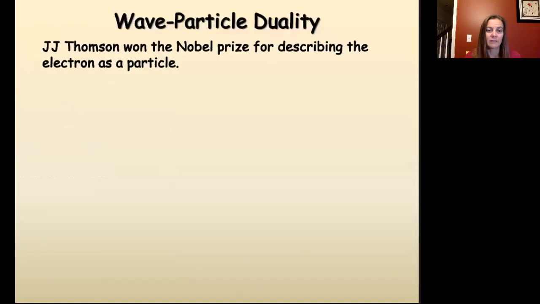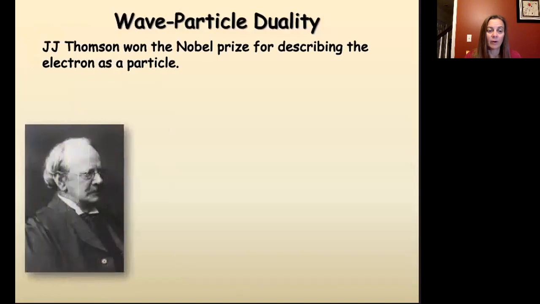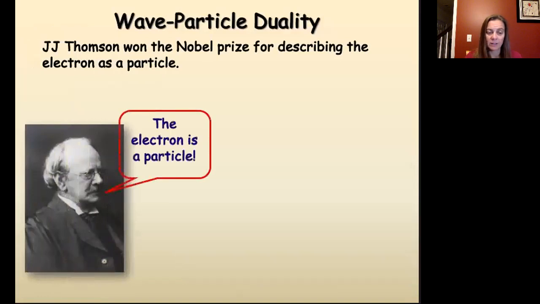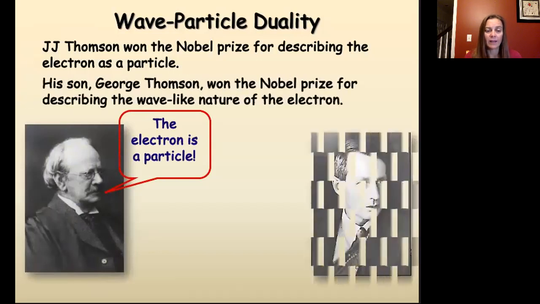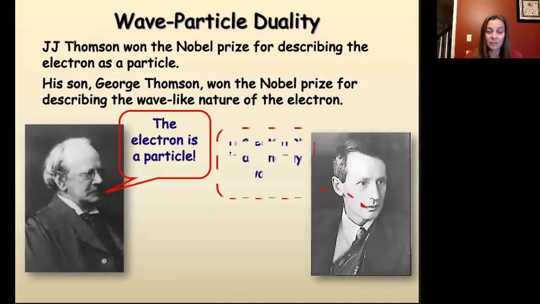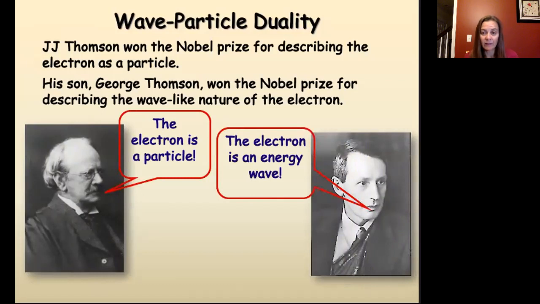So the electron behaves as both a particle, as described by J.J. Thomson with his cathode ray experiment, and as a wave, as described by his son, George Thomson, who says the electron is an energy wave. And in reality, it is both. It is both a particle and a wave.